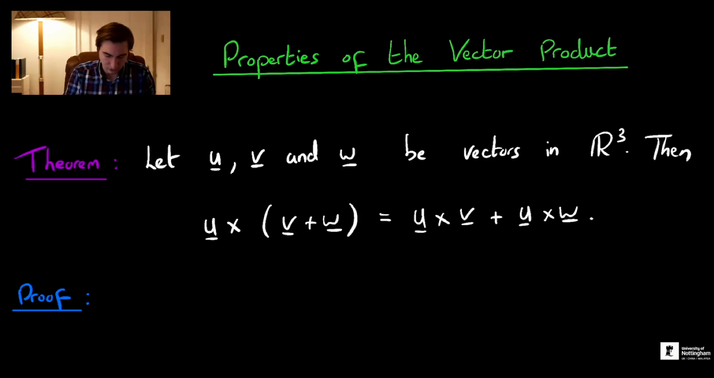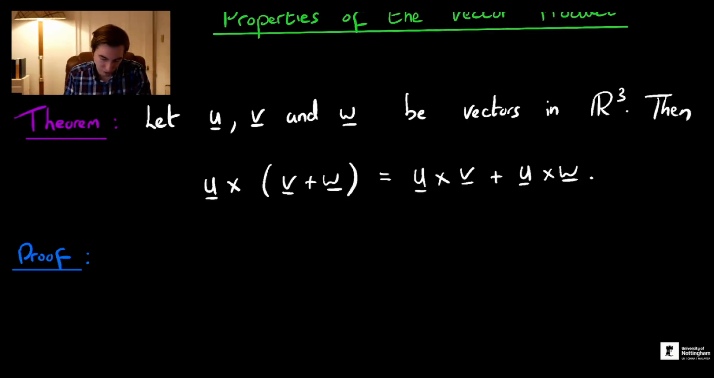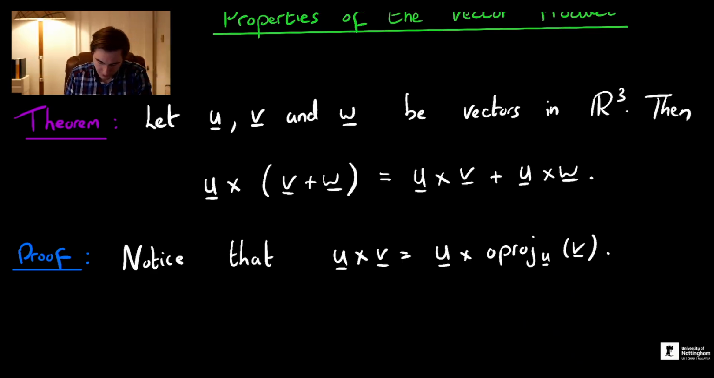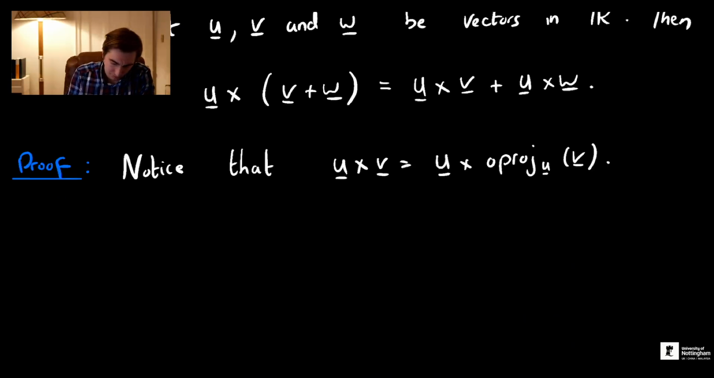So how are we going to start off? There's a useful thing that we can use, which is we notice that U cross V is the same as U cross the orthogonal projection of V onto U. How do we see that? Well, let's draw our picture.